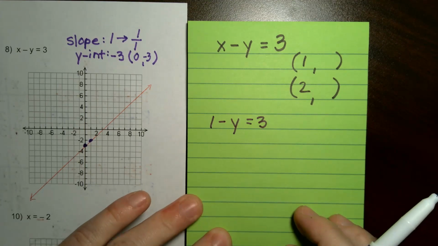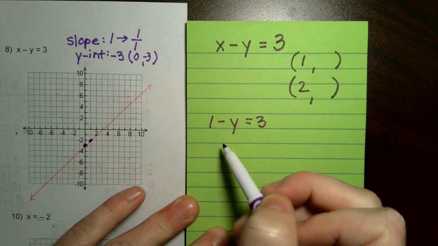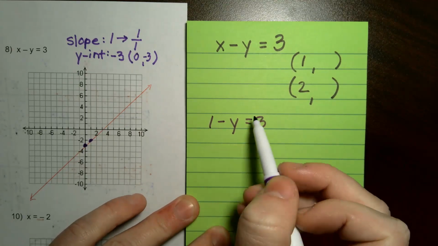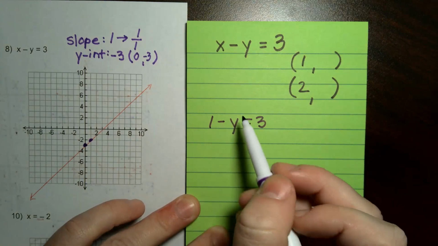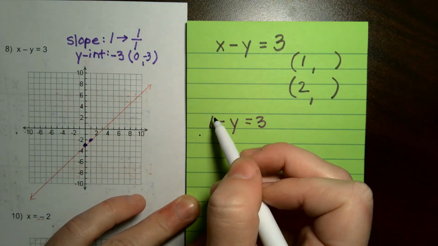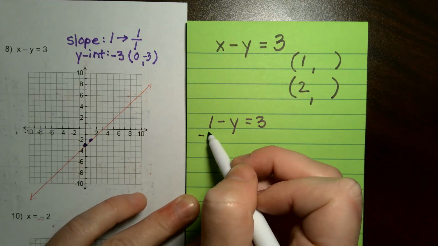You said subtract 3, Star? So we could subtract 3. Yeah, I think it might be a little bit more efficient if we get rid of 1 first, because remember, our goal is to get y by itself. Well, this is a positive 1, so we are going to subtract it to get rid of it.